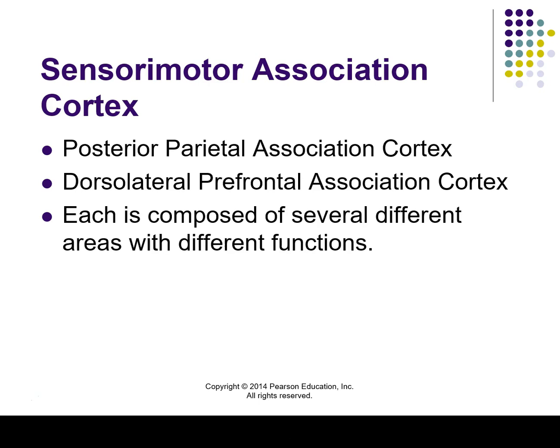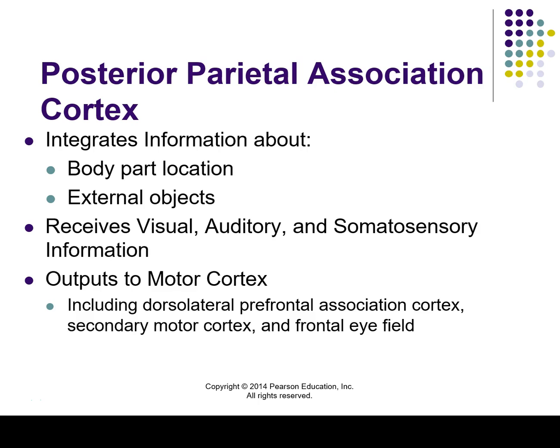Okay. So let's start with the association cortex, or the highest level. You have the posterior parietal association cortex, and then you have the dorsolateral prefrontal association cortex. And each is composed of several different areas with different functions. Let's look at what those are. So the posterior parietal association cortex integrates information about body part location and external objects.